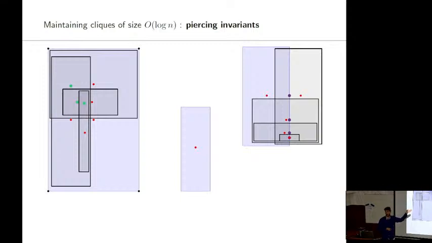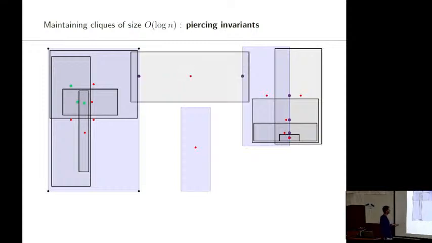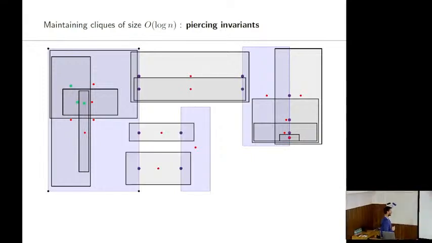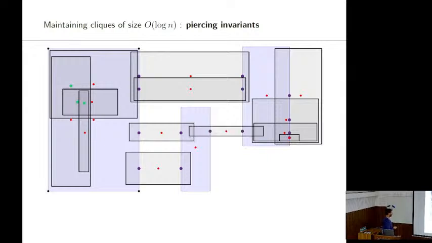This is like the interval case, right? So if we maintain this piercing invariance, we guarantee that the cliques will have size log n. The same happens if we have a rectangle that touches 2 blue rectangles. Then we pierce the middle of the intersection on both sides. So this is an example.